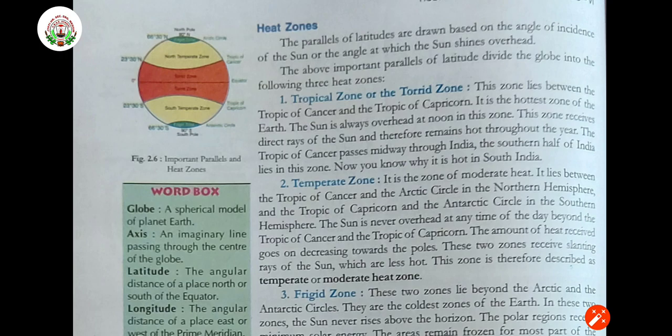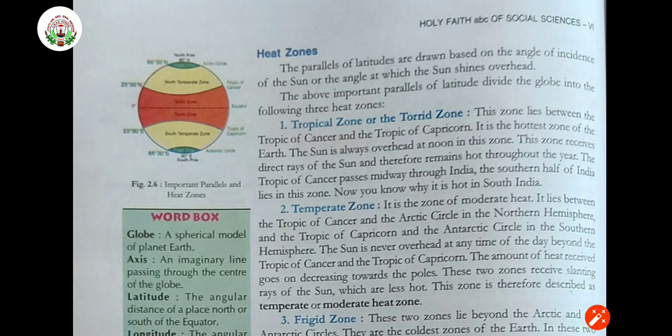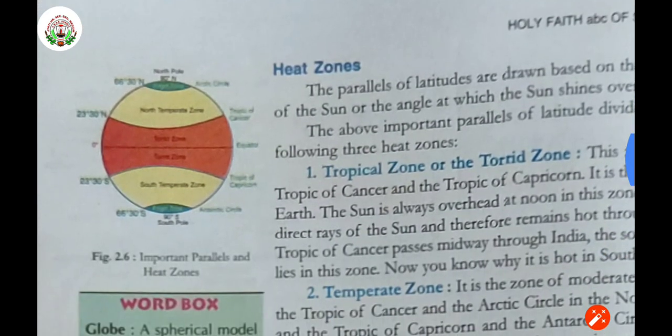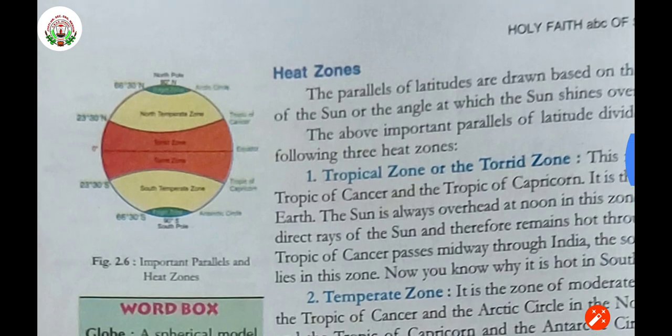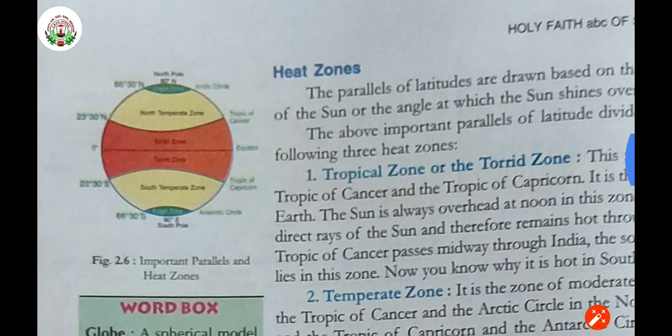So you can see figure number 2.6 is given over here. Important parallels and heat zone. Right. Now, in the middle you see it is given in orange color, that is the torrid zone. It is just coming in front of the sun and it is going to remain hot throughout the year. Above that it is a temperate zone. That is, they are getting the slanting rays. Torrid zone is going to get the direct rays and temperate zone is getting slanting rays, so there the places are going to receive less heat, right?